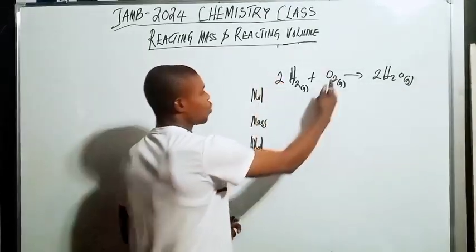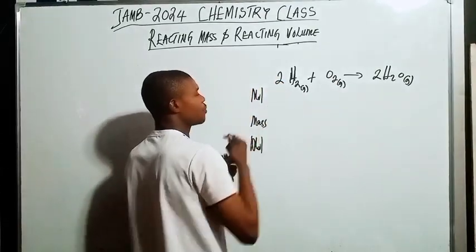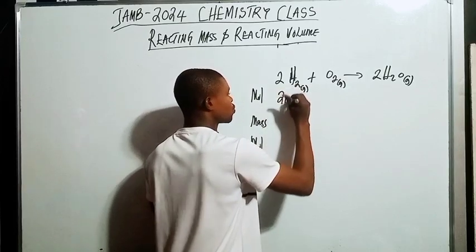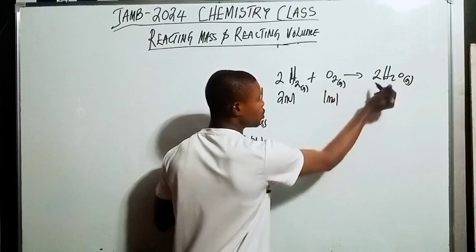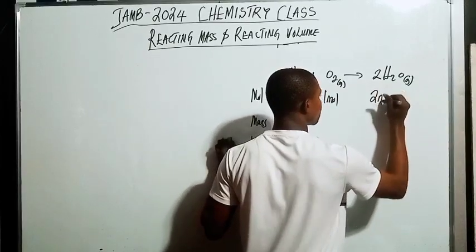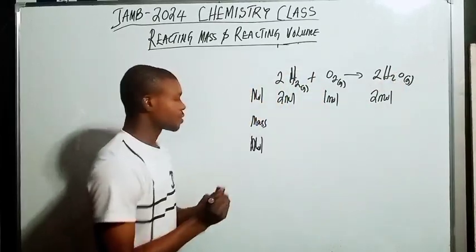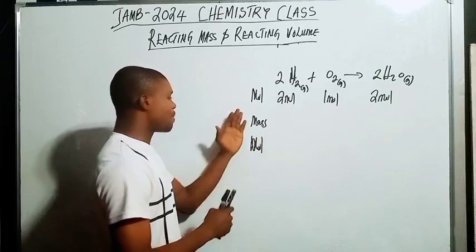So therefore now let's get the mole. The mole is just the coefficients. How many moles do we have here? Here we have 2 moles, right? How many moles do you have here? Here we have 1 mole. How many moles do you have here? Here we have 2 moles, right? Do you understand? Now, how do you get the mass and volume?